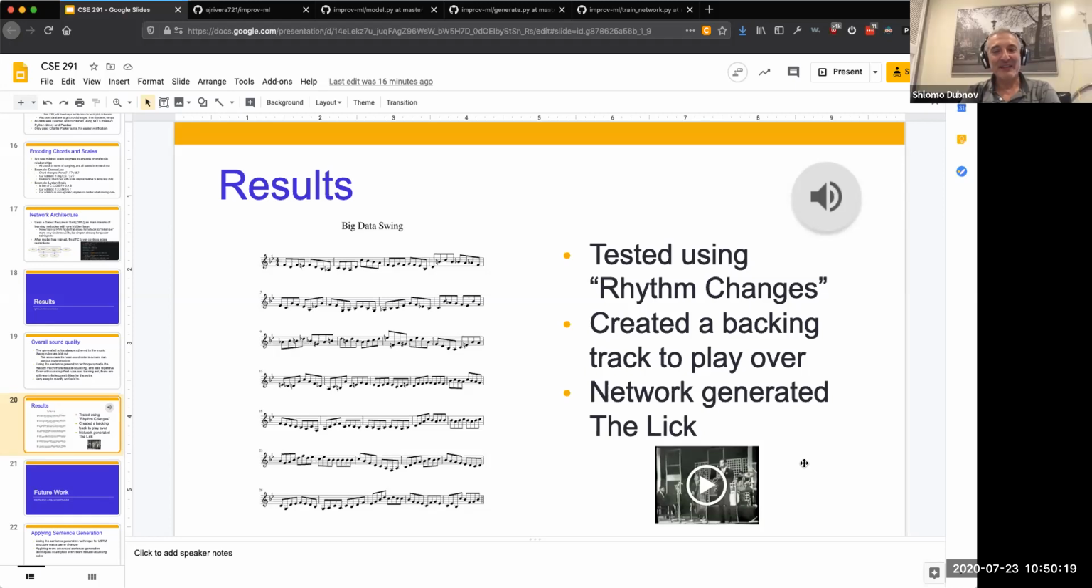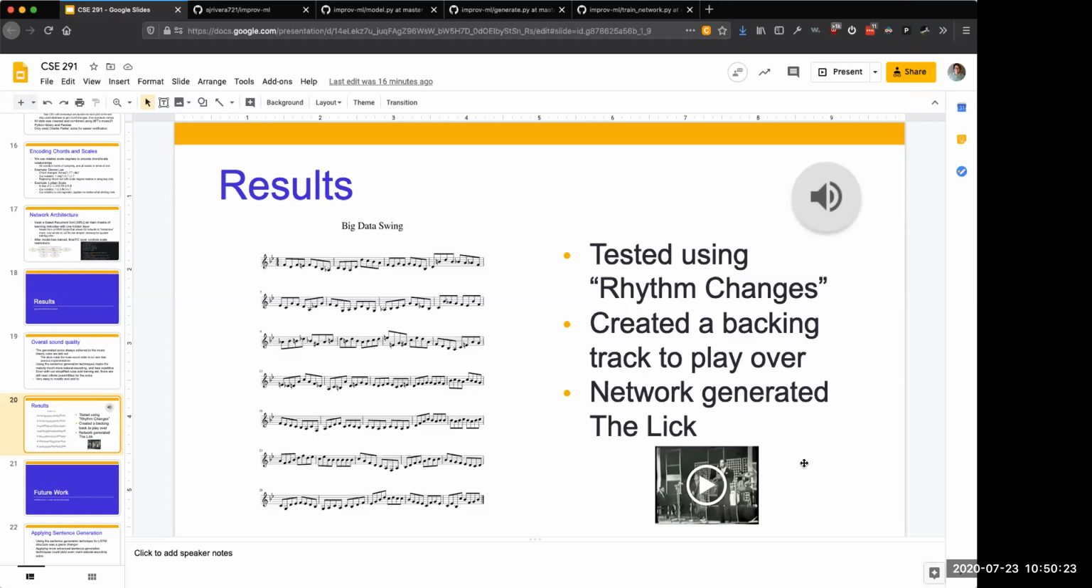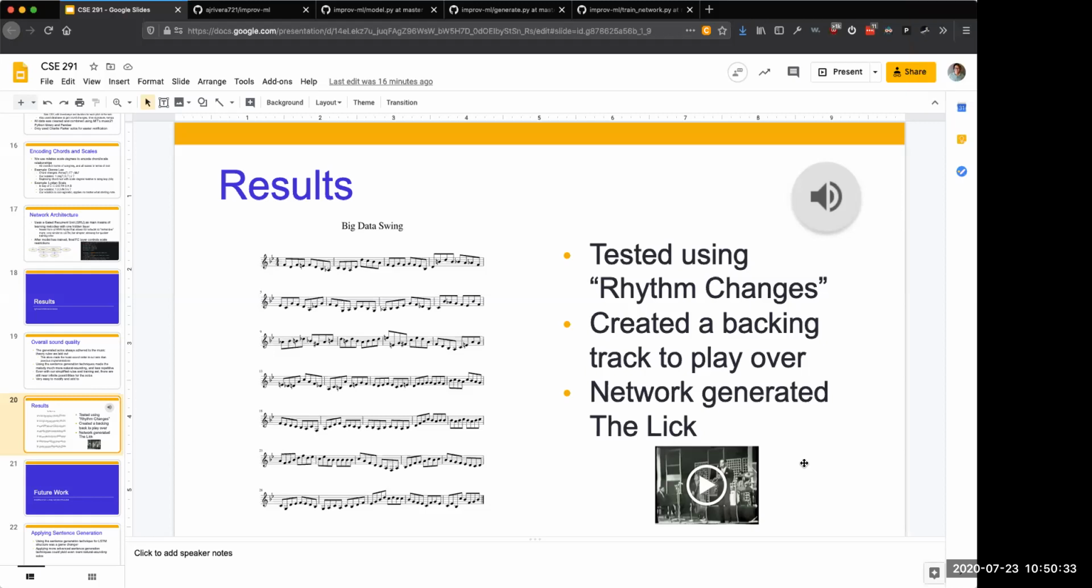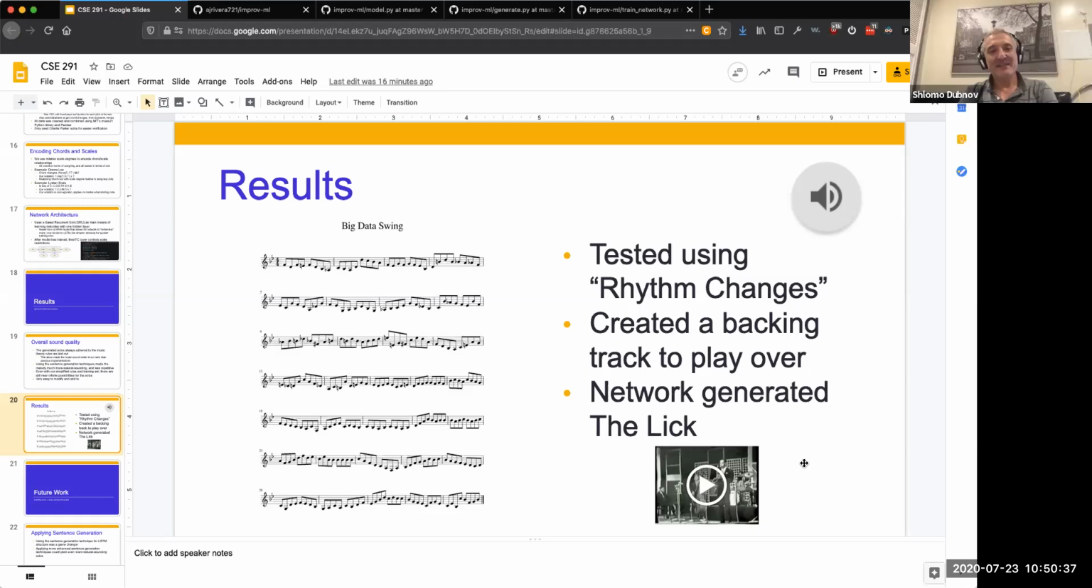I mean, did it actually learn it from examples, or did it put it together on its own? Based on the inputs, I guess. It just somehow happened. Nice, very nice.